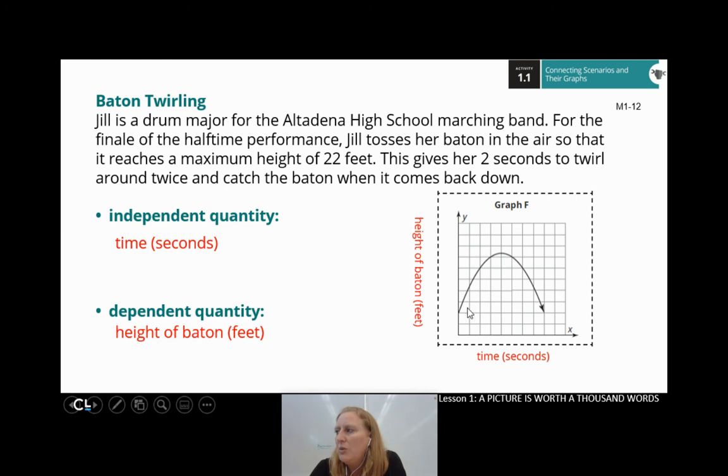And we need to label this thing. We said it gives her 2 seconds from when she throws it to when she catches it. So from here to here is going to be 2 seconds. So I cut that into quarter seconds, like a quarter, a half, 3/4, 1, 1 1/4, 1 1/2, right? They've only got 2 seconds to do their twirls. It did say it reached a maximum height of 22 feet. So this should be 22. So that makes me feel like this number is 20. So I went ahead and counted by threes of all the weird things. 3, 6, 9, 12, 15. I know that seems weird, but it fit the graph.